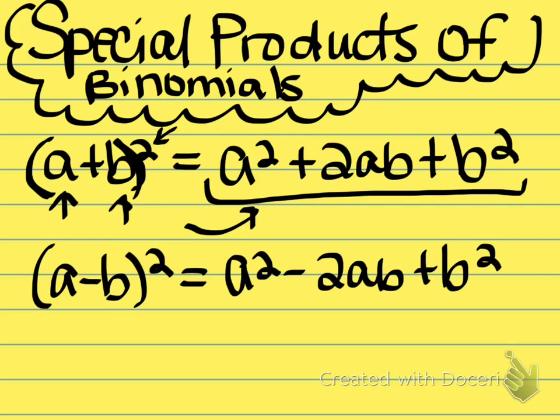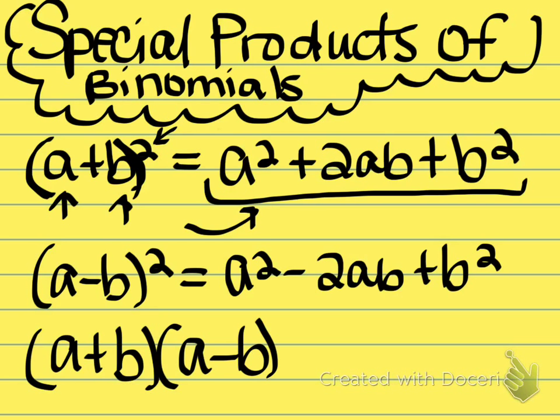And then the last one I wanted you to see was what happened when you had binomials with opposite signs, but they're still perfect squares. A and B are still perfect squares. So that would be like if I had a plus b times a minus b. And in those ones, when we FOIL them out, those middle terms are going to cancel. So I know that my final answer is going to look like a squared minus b squared.